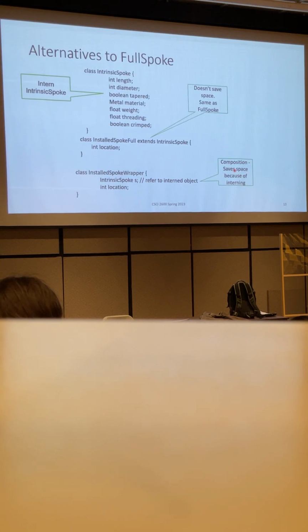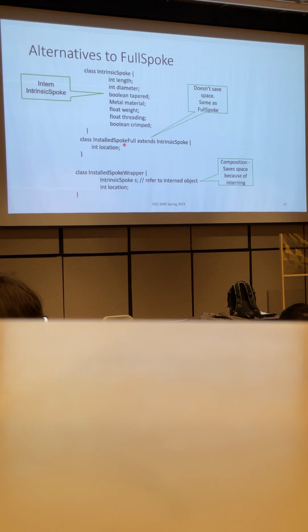So the idea of interning is exactly let's only have this repeated once. Okay, let's call this our intrinsic state, and then location would be our extrinsic state. Okay, so here is the idea. We separate the intrinsic state as a separate class, intrinsic spoke, right? And then we have a subclass of intrinsic spoke that only adds location. Okay, so does that fulfill the goal?